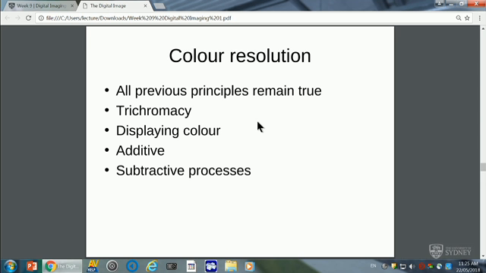To display color, you've got two choices, depending on whether you're looking at a monitor or whether you're looking at printed material. So, how many colors can the eye see? How many colors can our retina actually recognize?